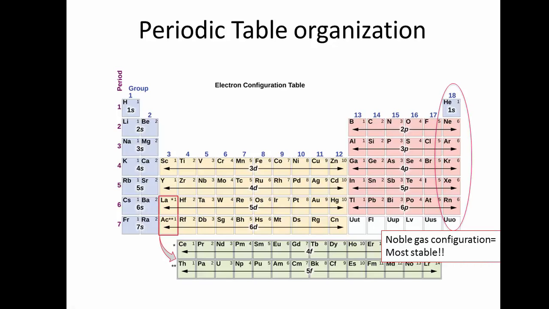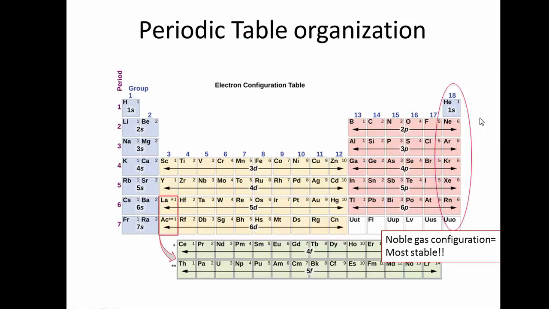Something that I wanted to point out is that a noble gas configuration, so when you have a completely filled sublevel, such as neon, where you have 2 electrons in your 2s orbital, 6 electrons in your 2p orbital, so all of your sublevels are completely filled, this is the most stable configuration that you can have. So these are our noble gases, and they're not very reactive at all because they have such a stable electron configuration.